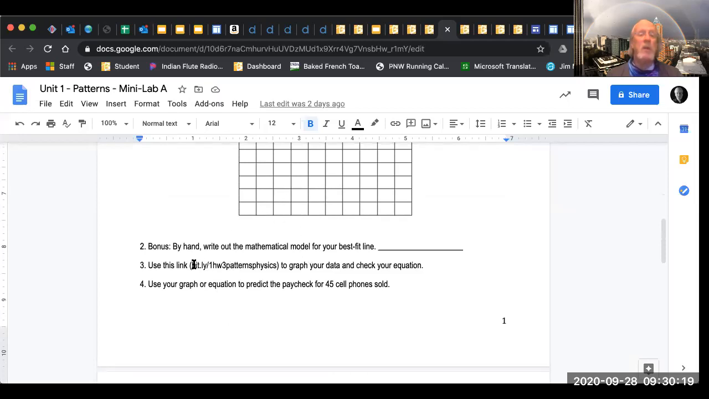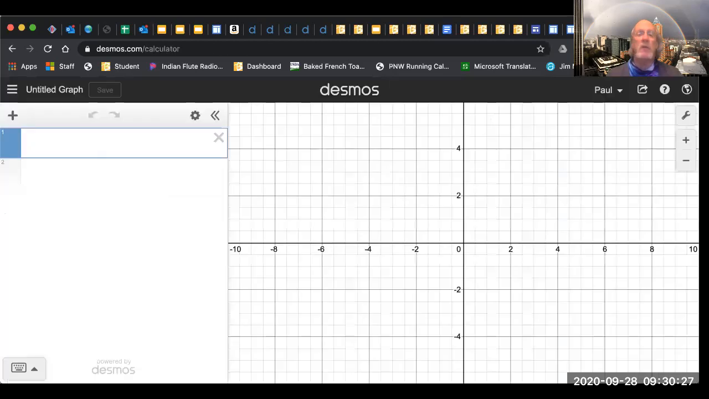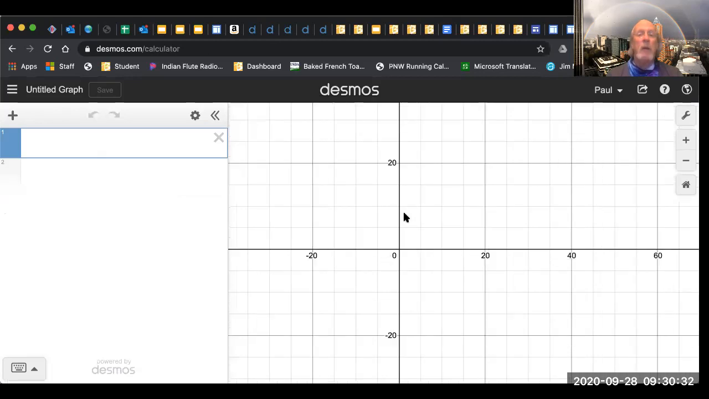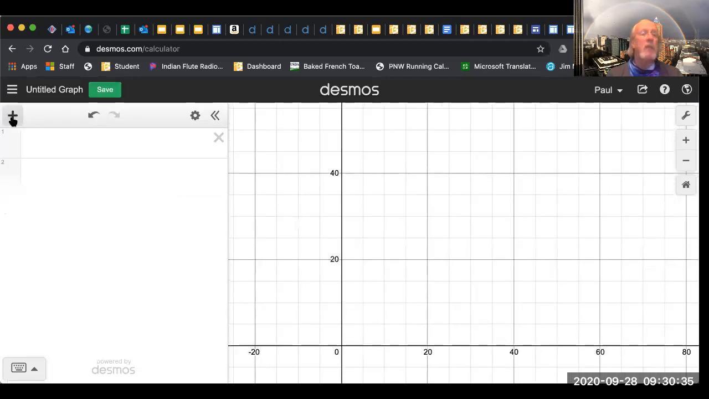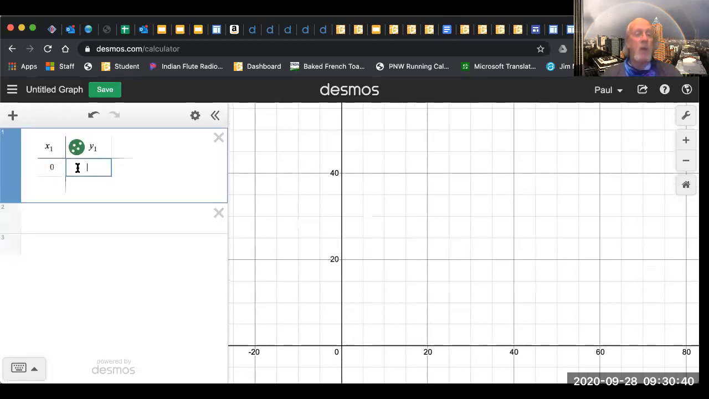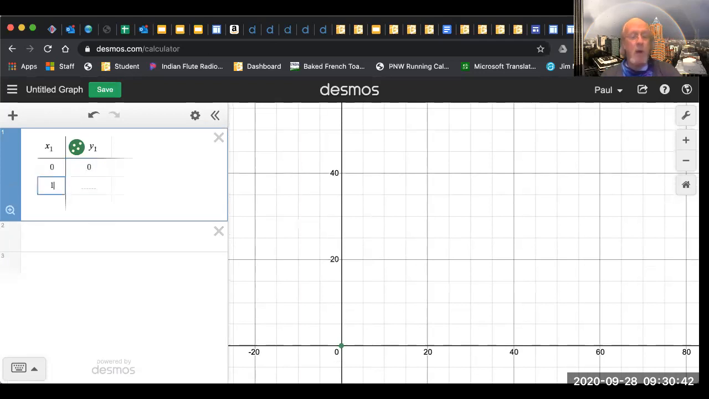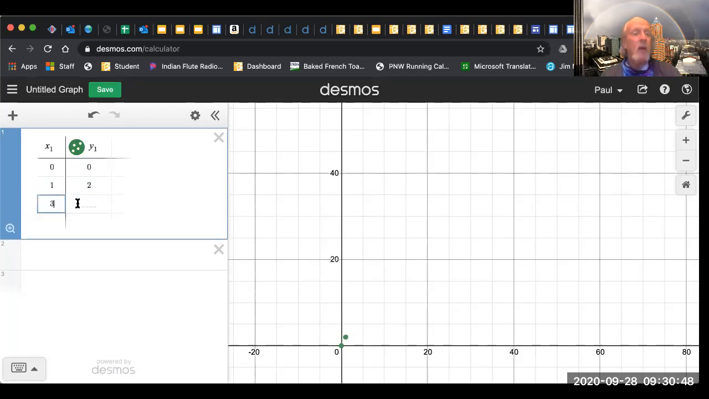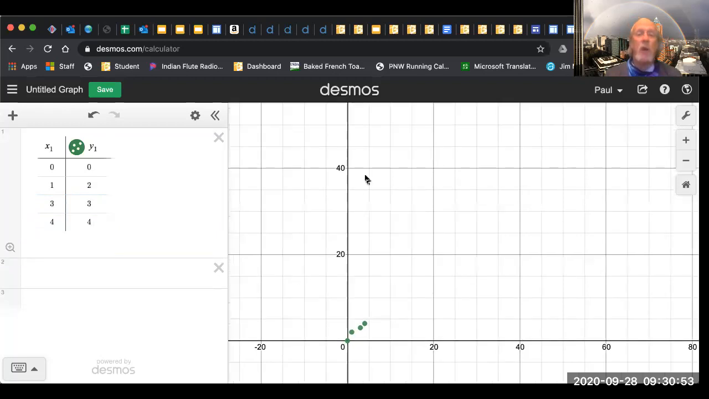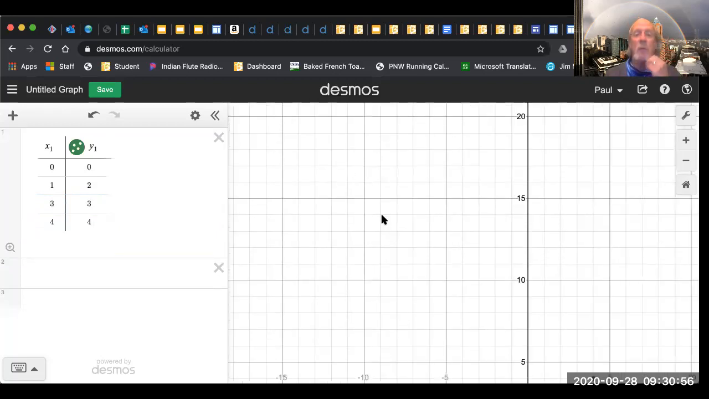If you don't want to graph it by hand, you can use this little bit.ly right here, and it will take you over to Desmos. I'm going to zip over to Desmos. If you haven't used Desmos before, Desmos is this really cool program that will do graphing for you. So we start out with a table of numbers here. I'm just going to put in some numbers. And what you can see right away is that Desmos is graphing those numbers.